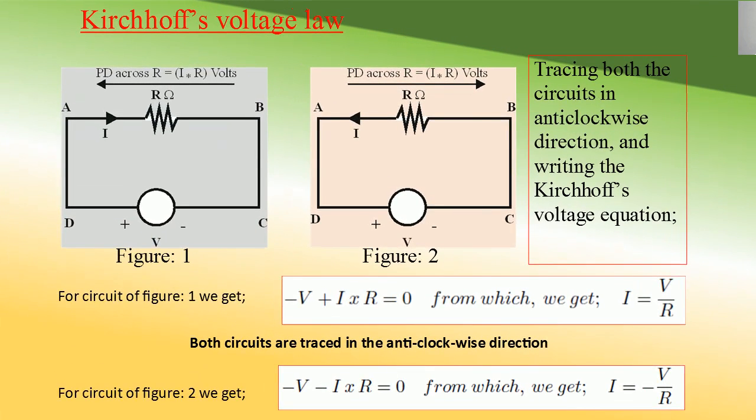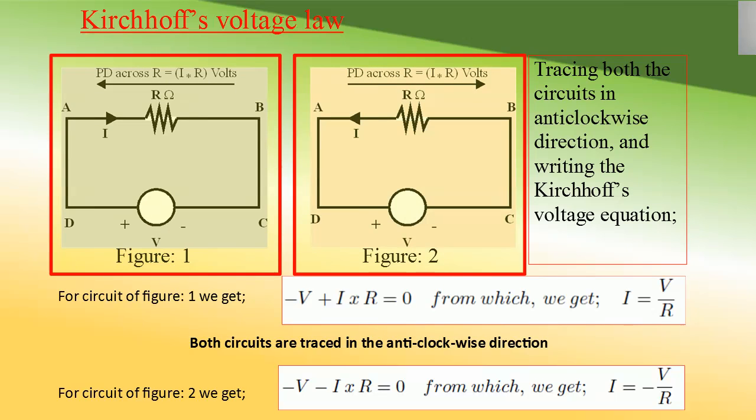Friends, do you have a question in your mind: is it necessary to trace the circuit only in the clockwise direction? Absolutely no. You can assume the branch currents arbitrarily and you can trace the circuit either in the clockwise direction or in the anti-clockwise direction. The result should be the same. For example, consider the same circuits that we have taken earlier and write the Kirchhoff's voltage equation by tracing the circuits in the anti-clockwise direction.